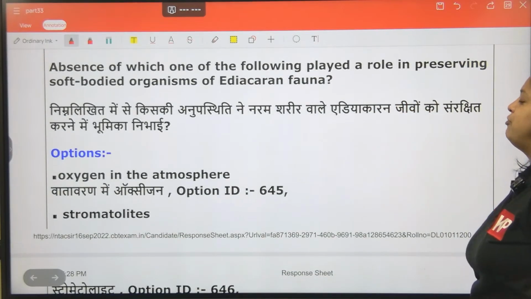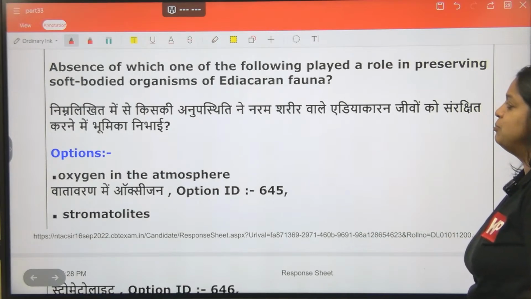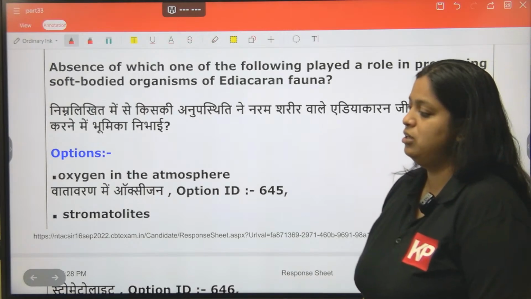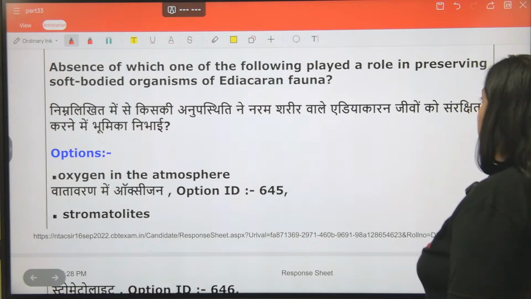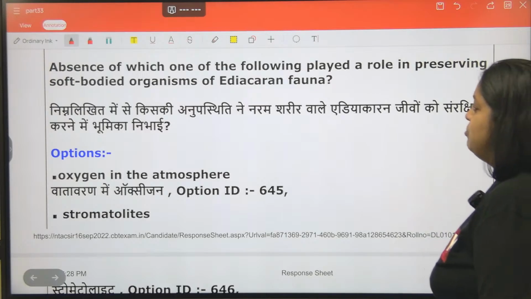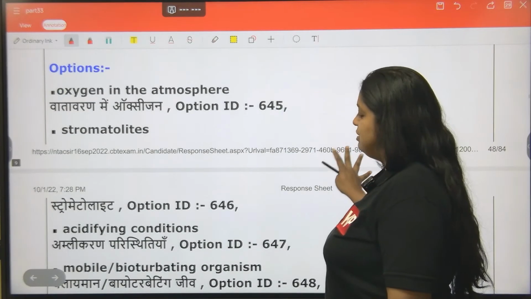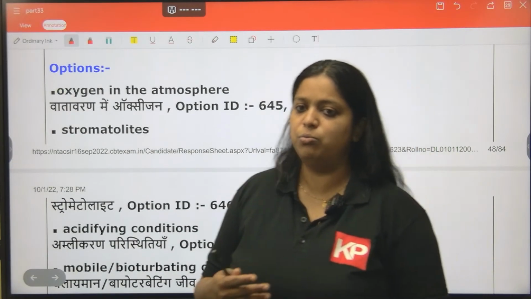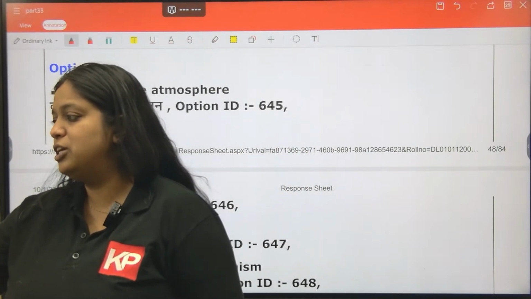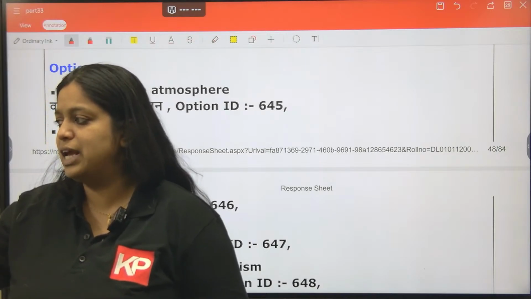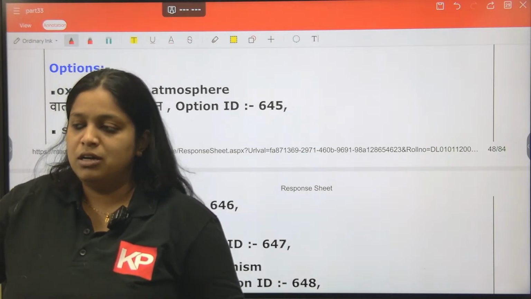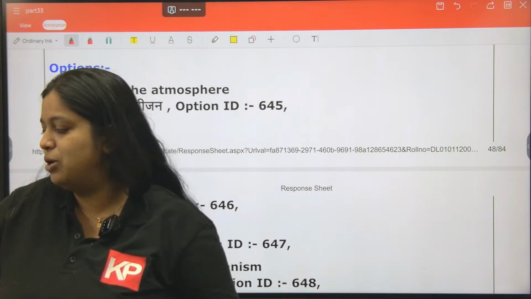Absence of which one of the following played a role in preserving soft-bodied organisms of Ediacaran fauna? This Ediacaran fauna is very important for all the competitive exams related to geology. It is actually a very important terminology. So all the soft-bodied organisms were preserved, and that is what we call Ediacaran fauna preservation.